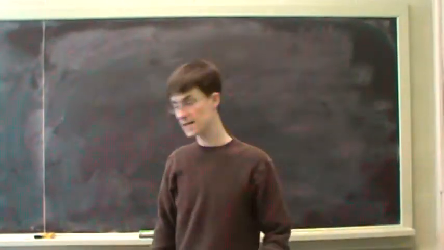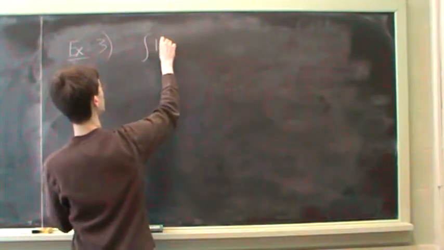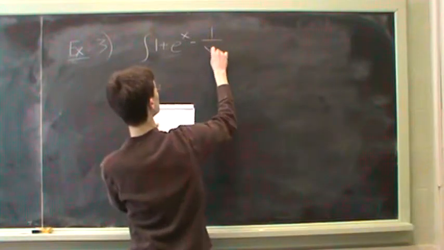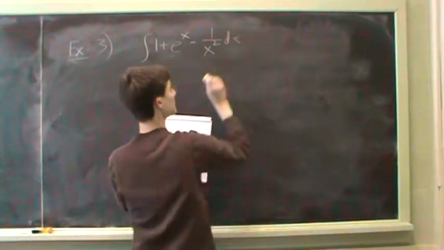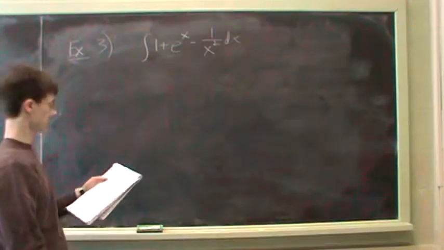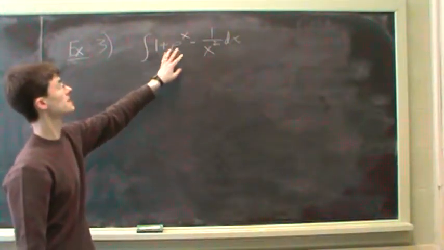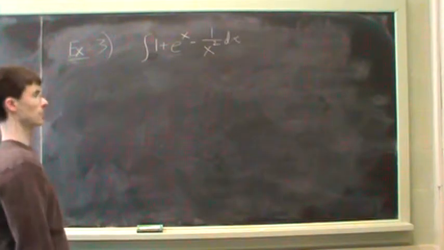Okay, so now in this second part, we'll keep doing examples. And so we're on example 3, I believe. Let's try the integral of 1 plus e to the x minus 1 over x squared dx. So we want to find the function whose derivative is 1 plus e to the x minus 1 over x squared.